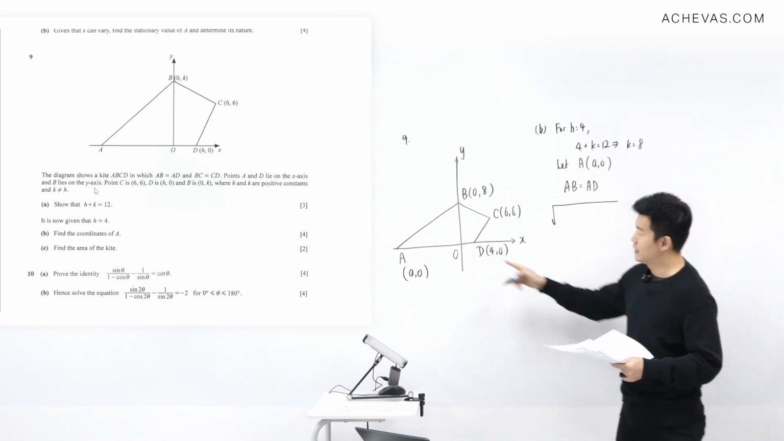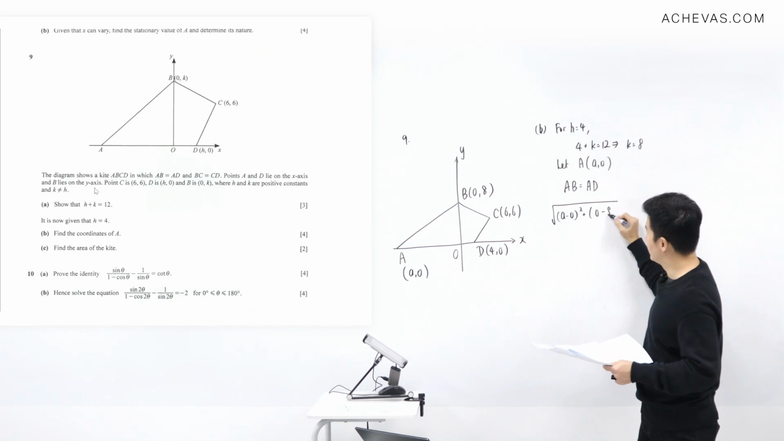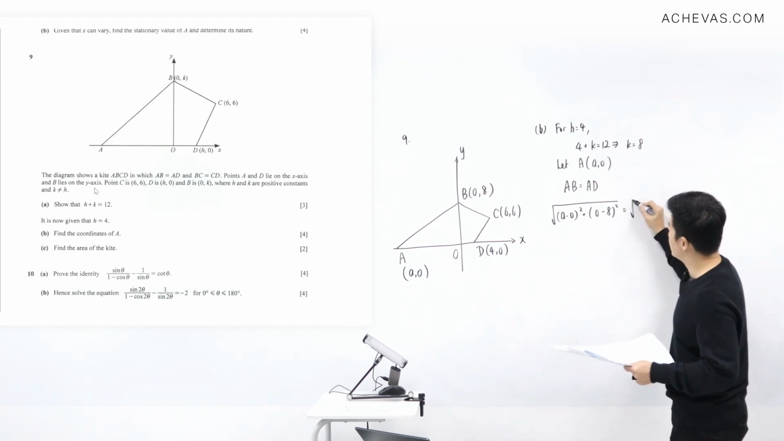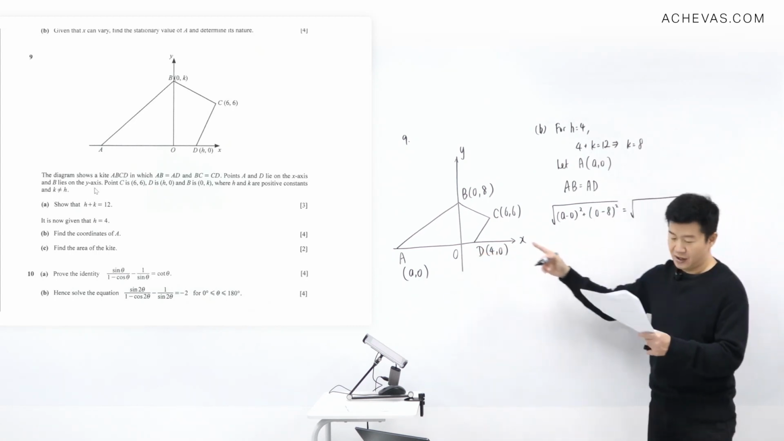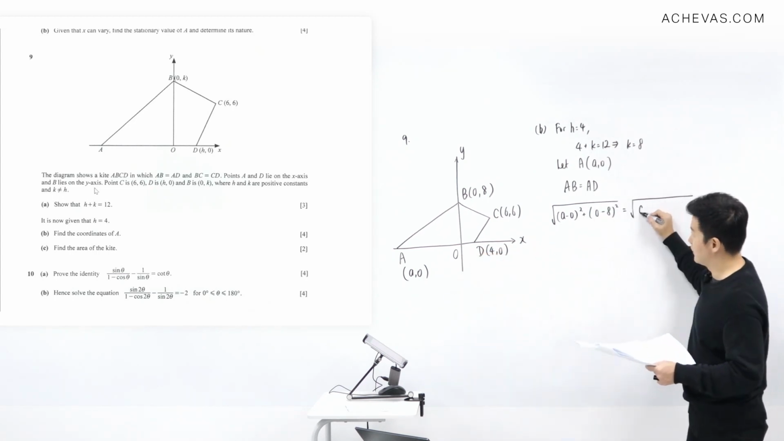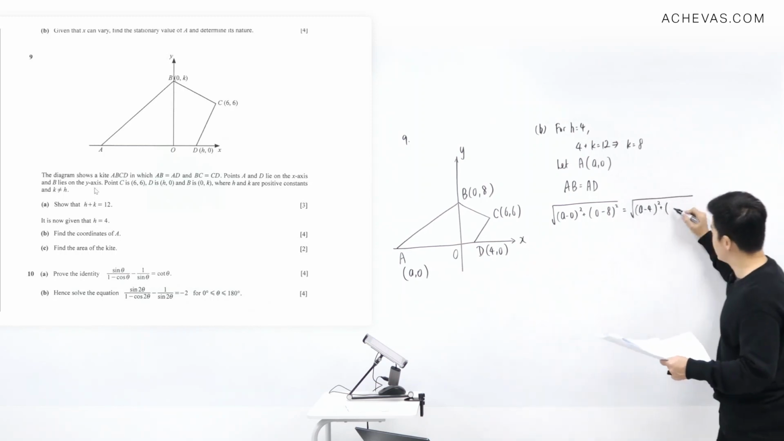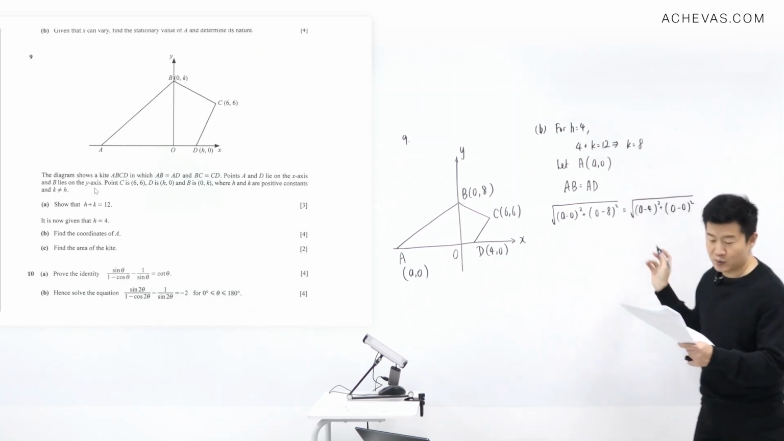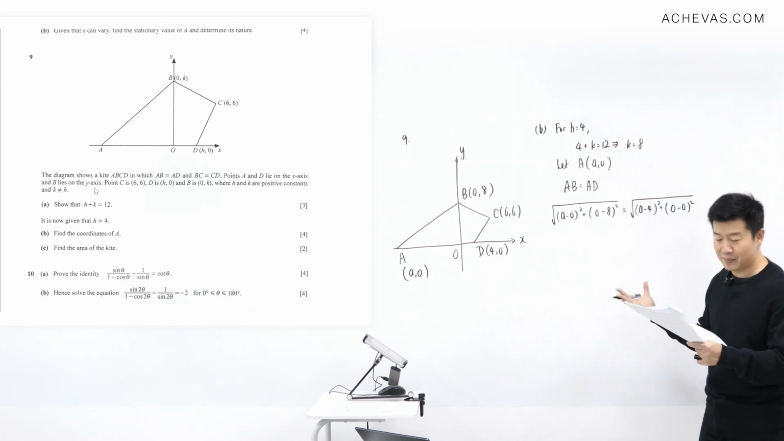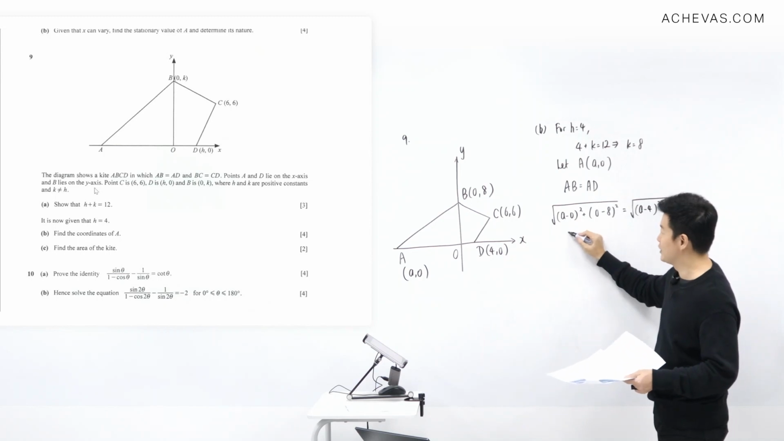So AB, again, square root of. So for AB, I'm going to take these 2 points. So x1 minus x2 square plus y1 minus y2 square is going to be equal to square root of AD. AD is going to be square root of x1 minus x2 square again. So we have a minus 4 square plus y1 minus y2 square, which is 0 minus 0 square. So squaring both sides, the square root will disappear. I'm going to do the same thing as what we have done in part 1. And for this, I'm going to expand it.